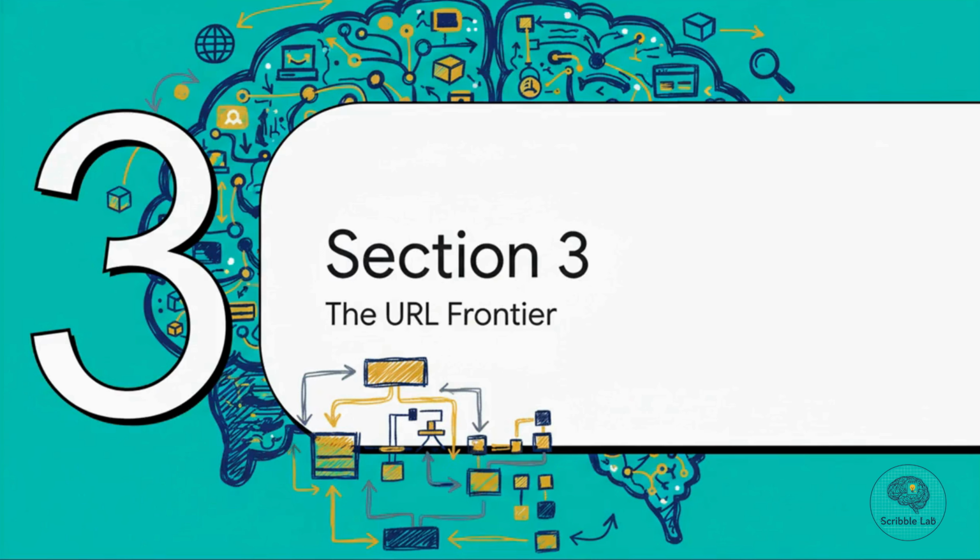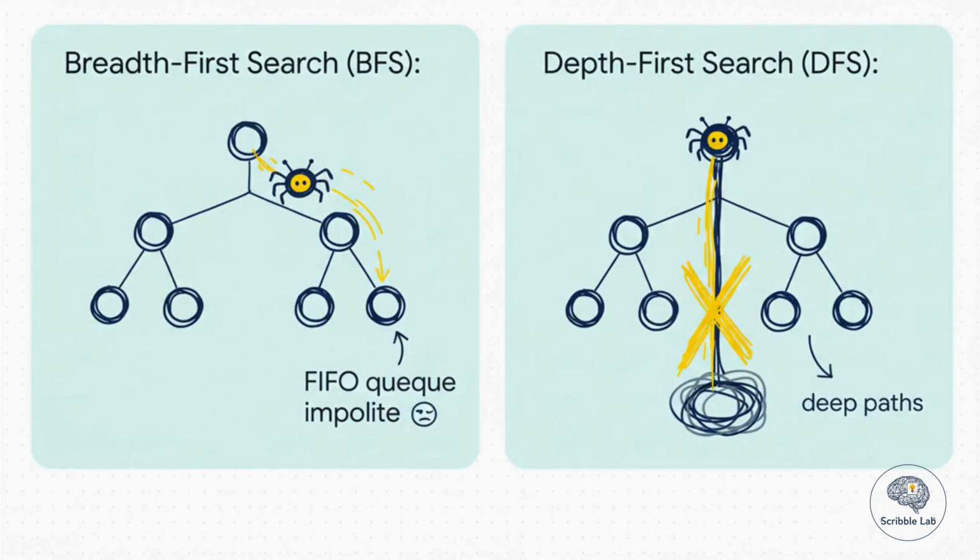This thing is so much more than a simple list. It's an incredibly sophisticated system for deciding what to crawl next and when. Okay, so if you remember your computer science basics, there are 2 classic ways to explore a network like the web: depth first and breadth first.